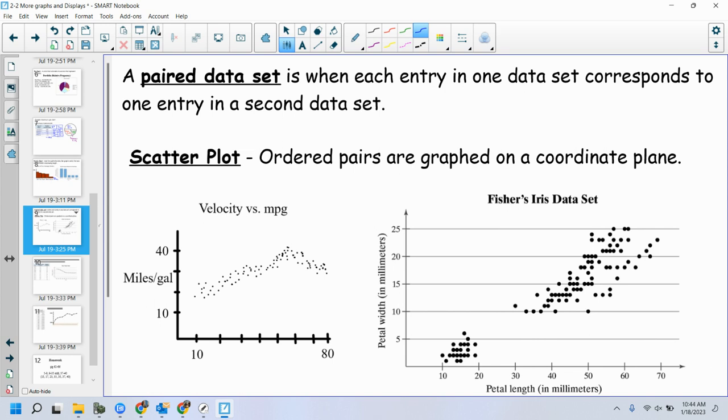But a paired data set is when each entry in one data set corresponds to one entry in another data set. A scatter plot are ordered pairs that are graphed in a coordinate plane. We've done a lot of scatter plots in our math lives. But it's used to see trend. The trend that we see may be linear. It may not be linear. It may be quadratic. It may be exponential. It may be logarithmic. There's a lot of different ways that you could represent data.